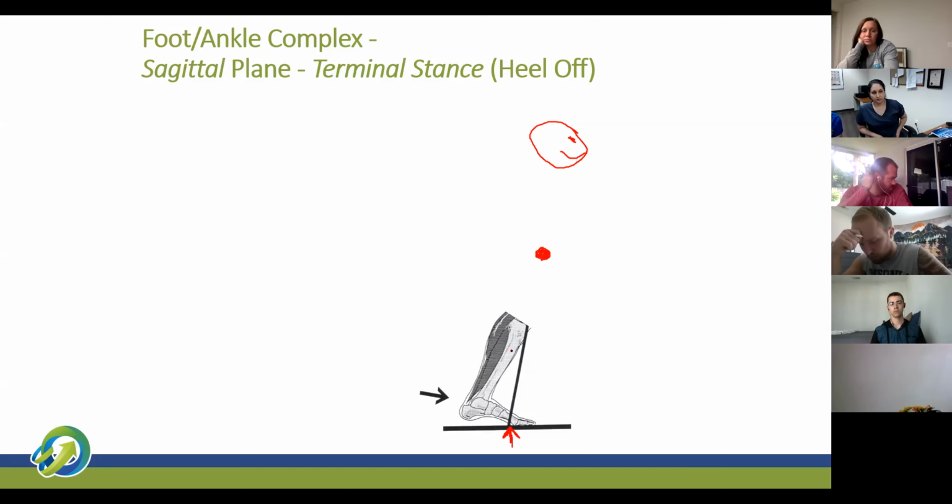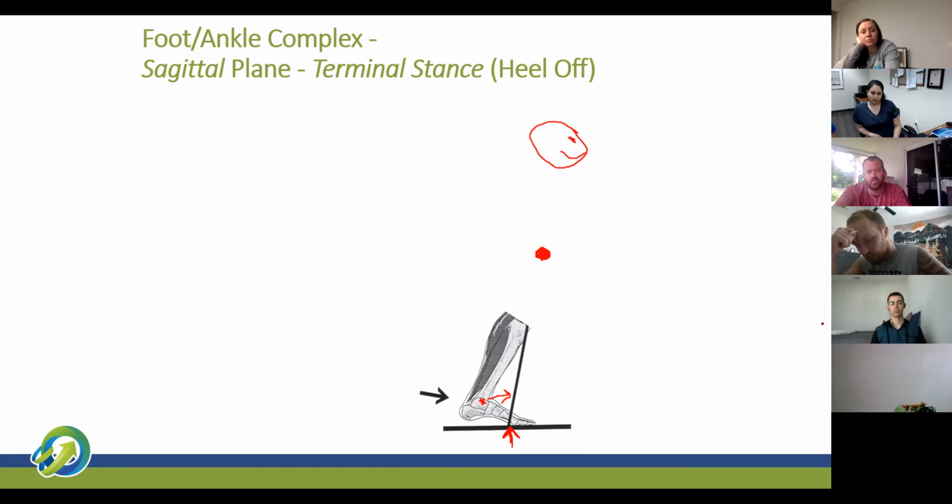So here, since we still have the ground reaction force anterior to the ankle joint, it's going to continue to create a dorsiflexion moment up until the foot, this is terminal stance, up until pre-swing when the toes lift off the ground. So as soon as the toes lift off the ground, then the ground reaction forces are no longer acting on that reference limb.